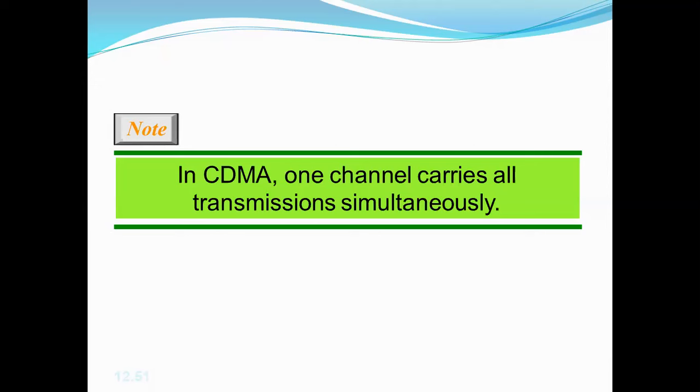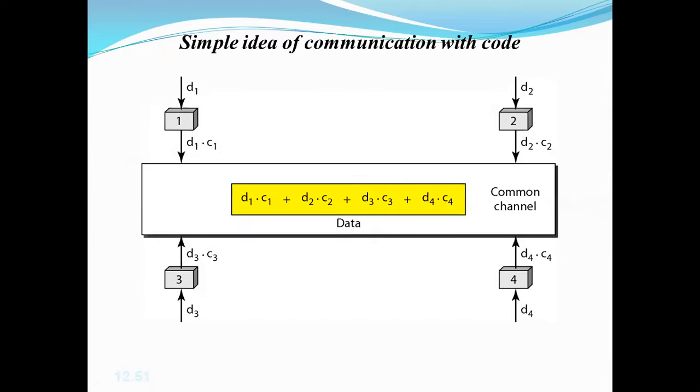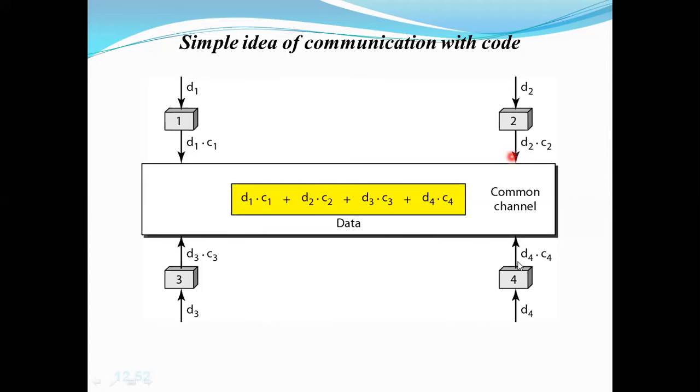Now, if we refer to this figure, it shows a simple idea of how communication exists in a single channel with the help of a code. You can understand it more clearly. There are four stations: station 1, station 2, station 3, and station 4. All four stations are communicating over the single channel.